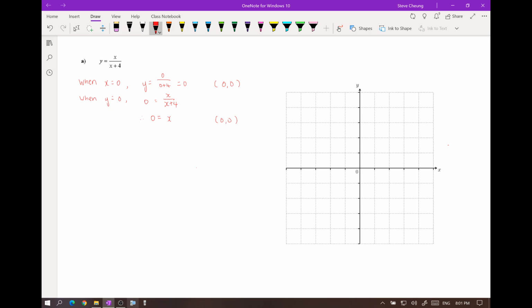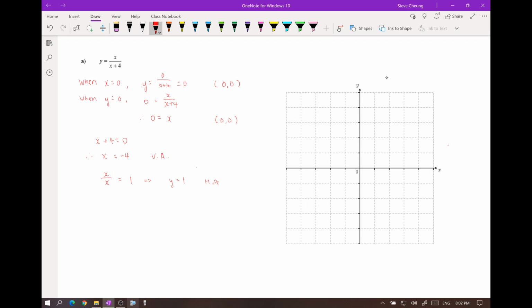For the vertical asymptote, we set the denominator equal to 0. So therefore, x equals minus 4 will be the vertical asymptote. Now for the horizontal asymptote, we will take a look at the highest degree term. So in this case, they are both x's. So we can simply take either the coefficient of it, or we can just divide out those two terms and see what the ratio is. So this is 1. Therefore, the horizontal asymptote will be at y equals 1.